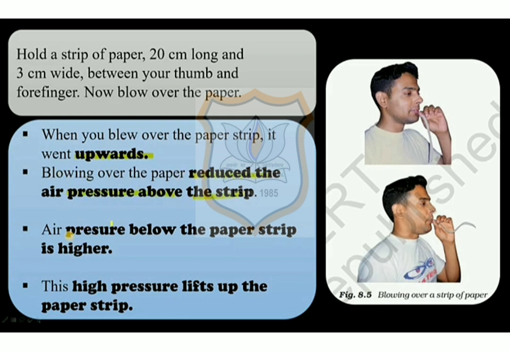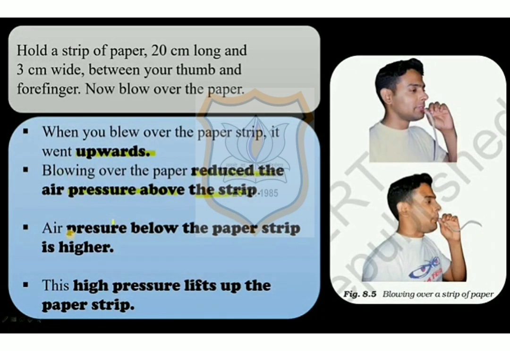The reason is that when you blow over the paper strip, it goes upwards, because blowing over the paper reduces the air pressure above the strip. So the air pressure below the paper strip is higher. This high pressure lifts up the paper strip. So we conclude that the air pressure decreases when the speed of the wind increases.